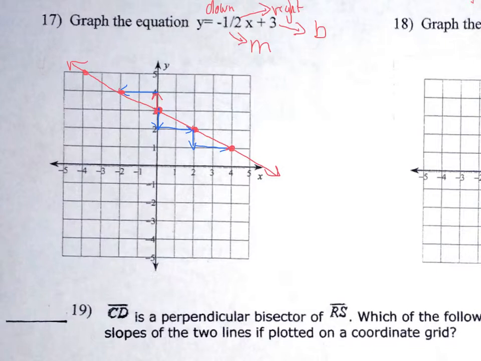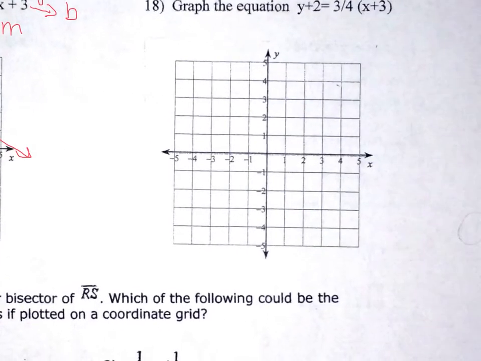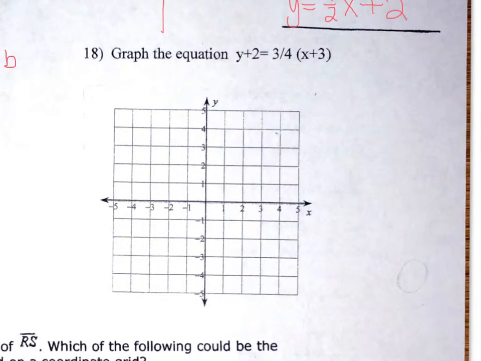Now, number 18. Some of you solved for y. Good for you. You could have done that. But the fastest way to do number 18, see this right here? Well, if I move this number to the right, -2, that is in point slope form. So the slope is 3/4. And the point that you can use is the opposite of 3, because that's the h.